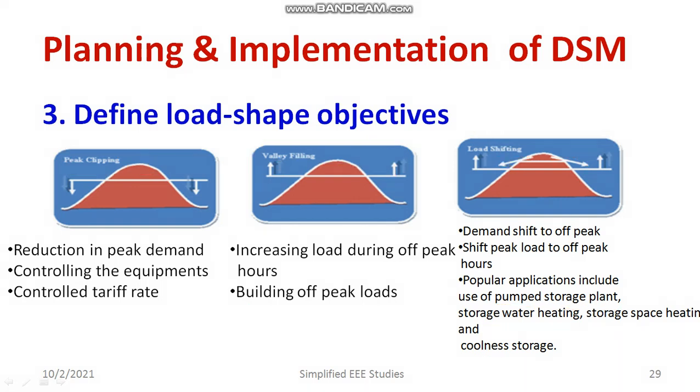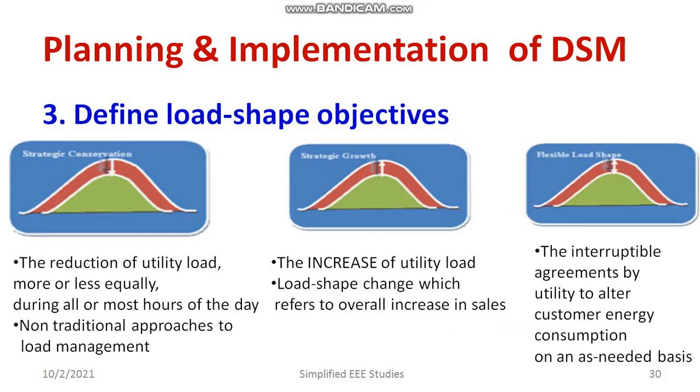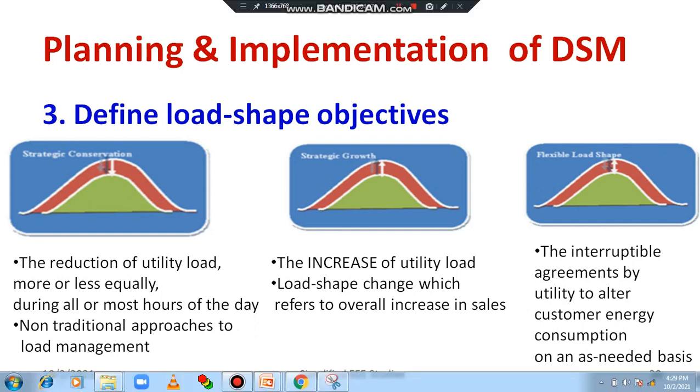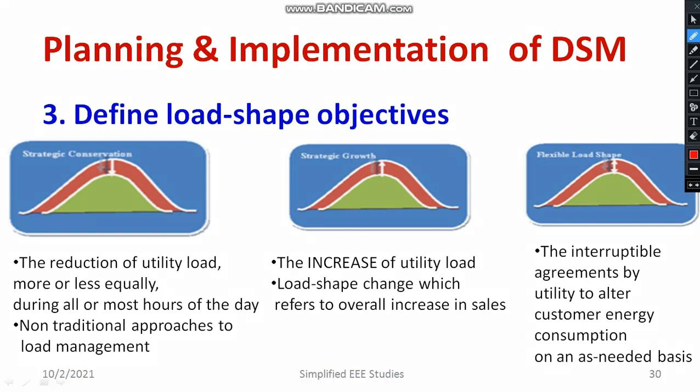We have to verify the particular graph. As far as the utility is concerned, strategic conservation is very important. That means reduction of the utility load. Then strategic growth: whenever it is needed, the utility can increase the load. There should also be flexibility for increasing and decreasing the load depending on the requirement. These things are applicable to the utility company, those who are supplying electricity.